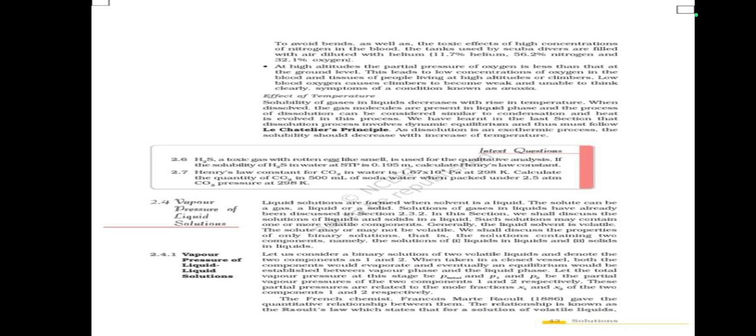When a gas is dissolved, the gas molecules are present in the liquid phase, and the process of dissolution can be considered similar to condensation, and heat is involved in this process. We have learned in the previous section that this dissolution process involves dynamic equilibrium and thus must follow Le Chatelier's principle. As dissolution is an exothermic process, the solubility should decrease with increase in temperature.